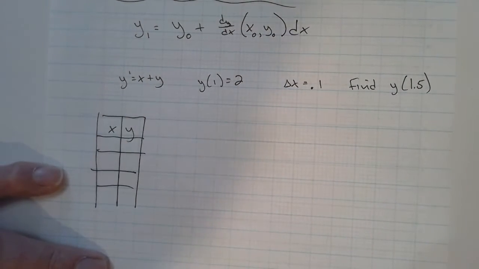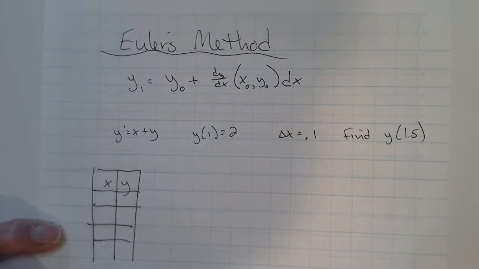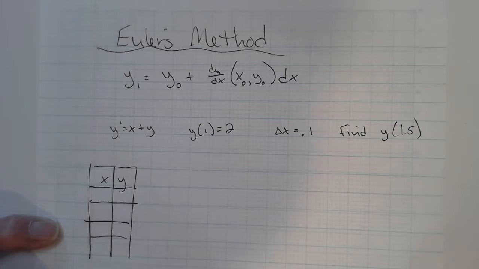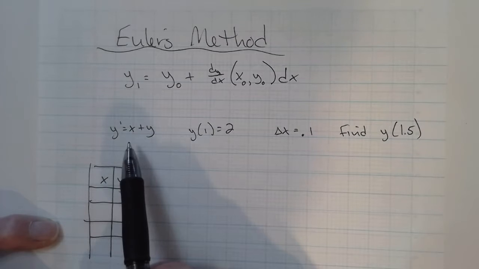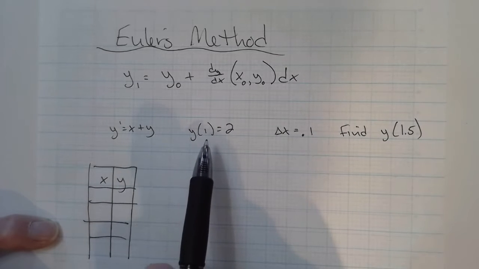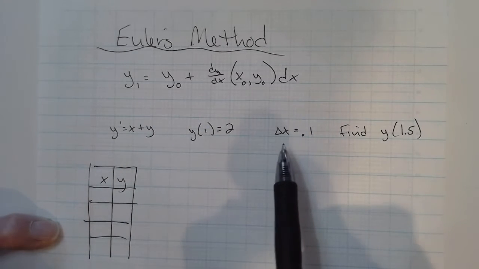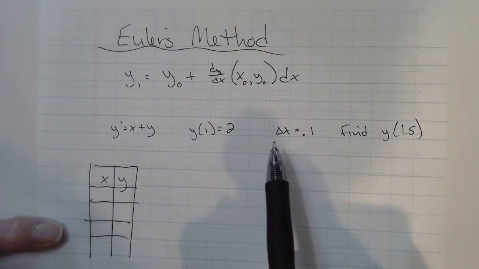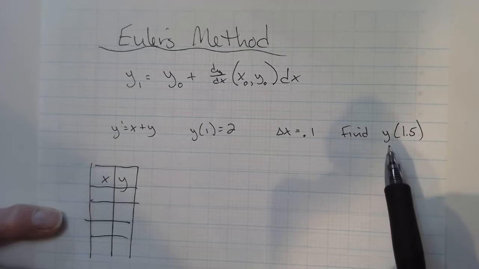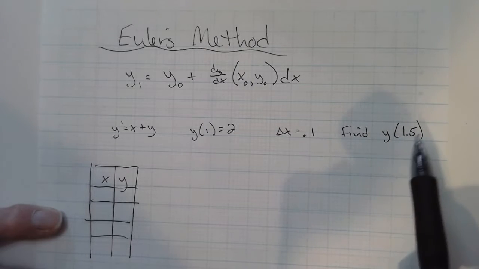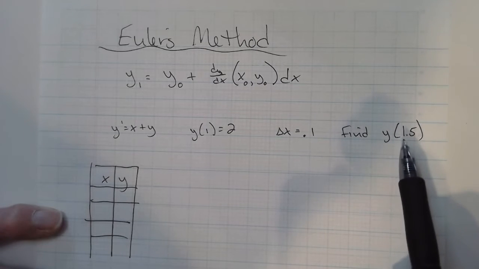All right, quick reminder lesson on Euler's method. So Euler's method, you're going to be given a differential equation. You're going to be given an initial value, and you'll be given what you want to go up by, your change in x, and you're going to try to evaluate some point, one value at a given x value.